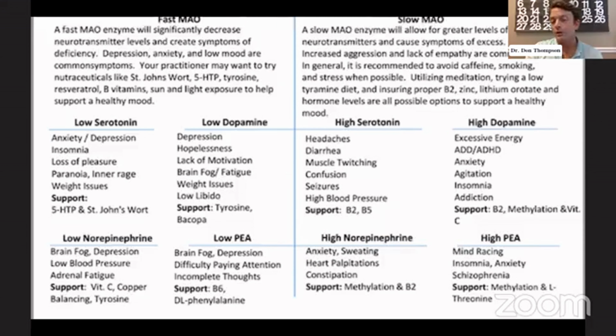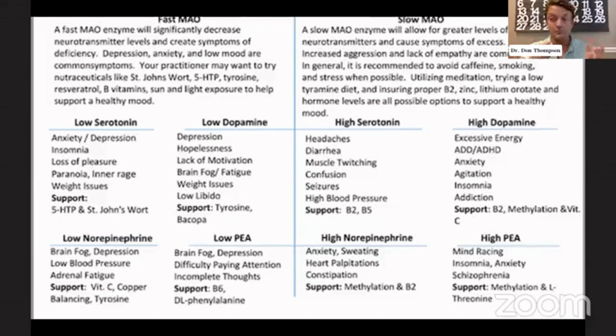Bacopa is actually pretty okay as far as I know. I haven't had any problems with it, and I don't know of any research that says it is contraindicated. But St. John's wort is typically considered contraindicated if you're on meds. But tyrosine, Bacopa, copper balancing, that's a whole thing right there.